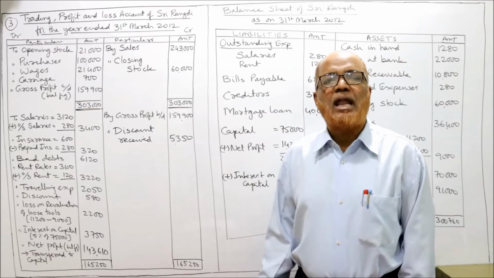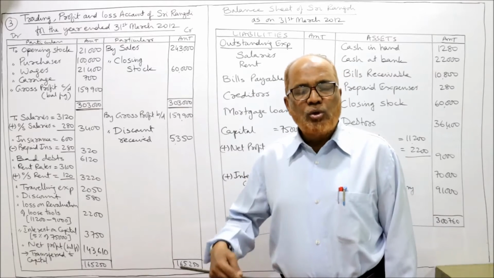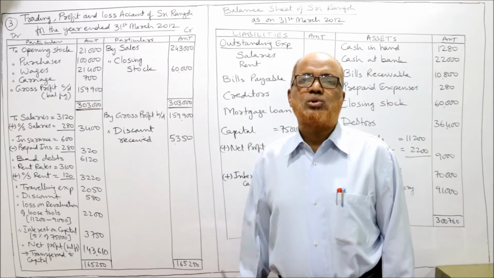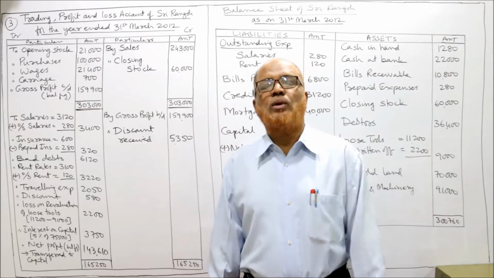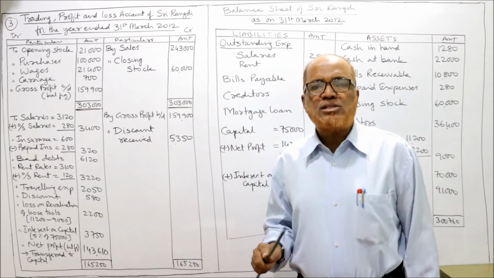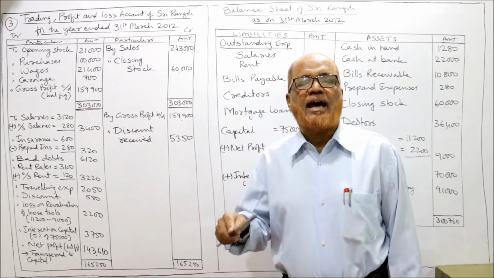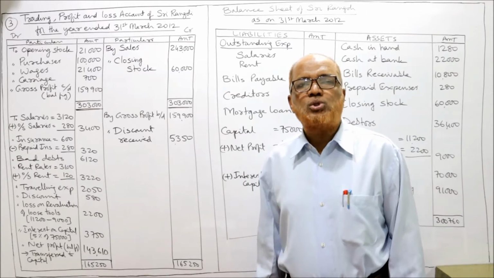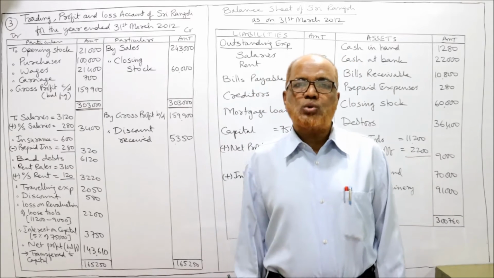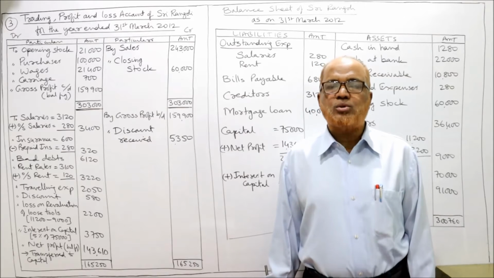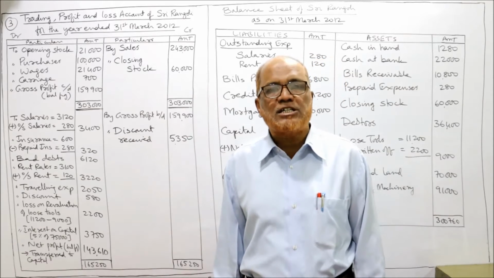Third adjustment. Loose tools are valued at 9,000. Loose tools are consumable items. When we use the loose tools, the value of the loose tools will decrease. In the trial balance, loose tools are given as 11,200. In the adjustment, it is saying that at the end of the year, the value of loose tools remained 9,000. Beginning of the year 11,200. End of the year 9,000. The value has decreased. Or in other words, we can say depreciated.